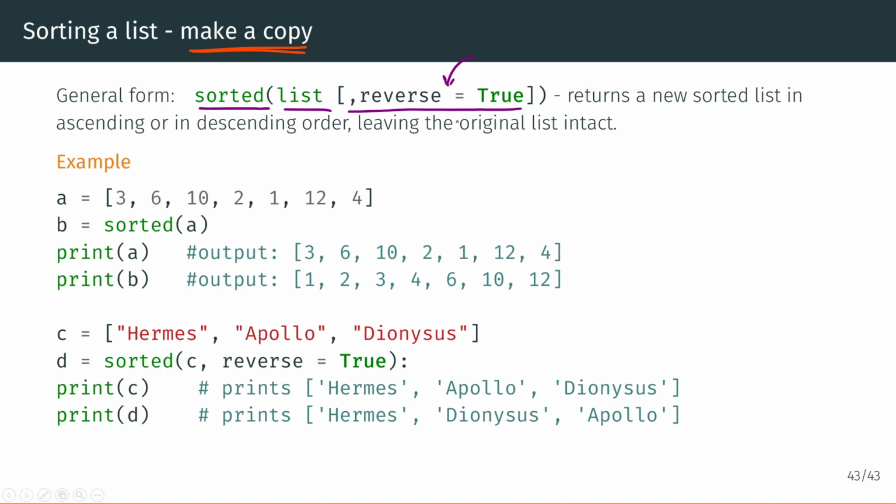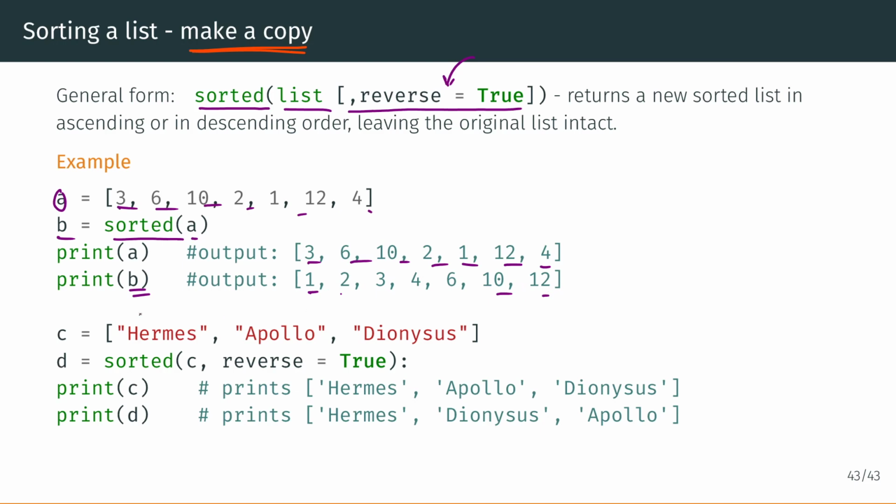Then it would sort in descending order. So in this example, you have this list A containing the elements 3, 6, 10, 2, 1, 12, 4. If you want to create a new list which has the exact same elements but in sorted order, you say B equals sorted(A). When you print A, it still has the exact same elements in the exact same order. But B is a new list which has the same elements in ascending order: 1, 2, 3, 4, 6, 10, 12.